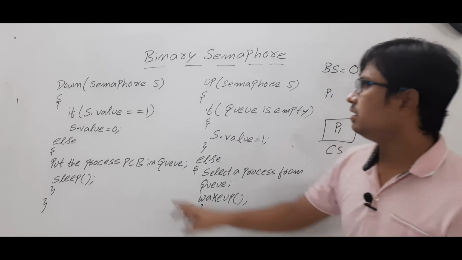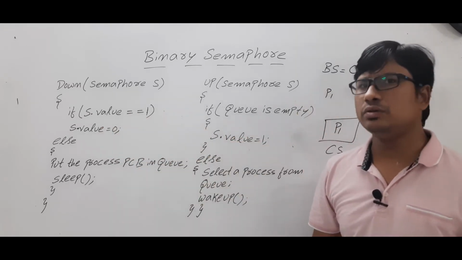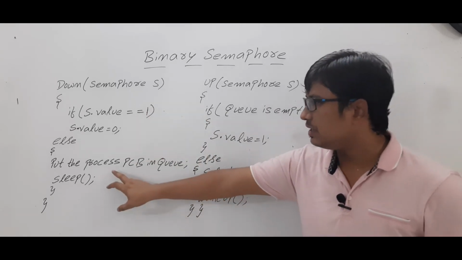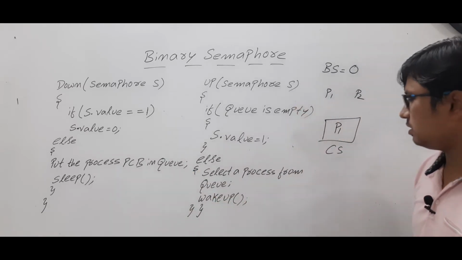Now look here. Binary semaphore value is equal to 0. Is 0 equal to 1? Sorry, 0 is equal to 1? No, false. If this condition is false, then what will happen? The else part will be executed: put the process in the sleep state.